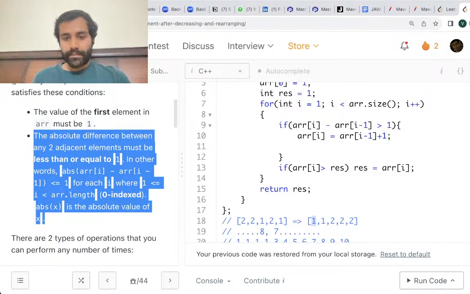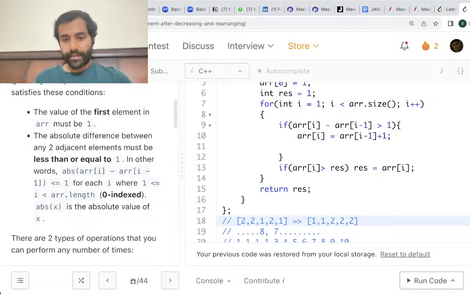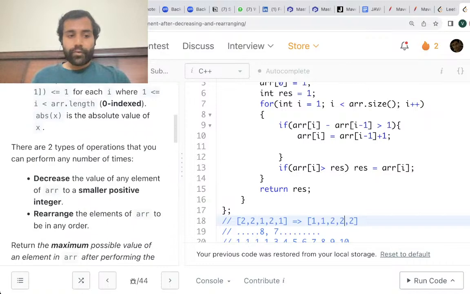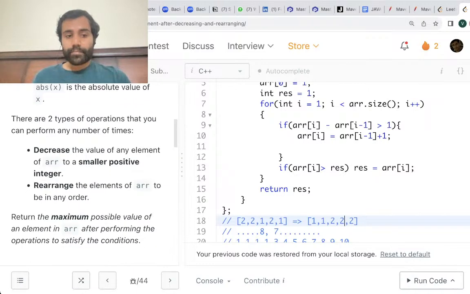The second rule here is already being obeyed, because for each pair of elements that you consider, you can clearly see that the absolute difference is smaller than or equal to 1. But the question wants us to find the maximum possible value that we can get, right? And if we want to find that out, let me ask you one simple question. Can we change the first element? No, the first element has to be strictly 1.